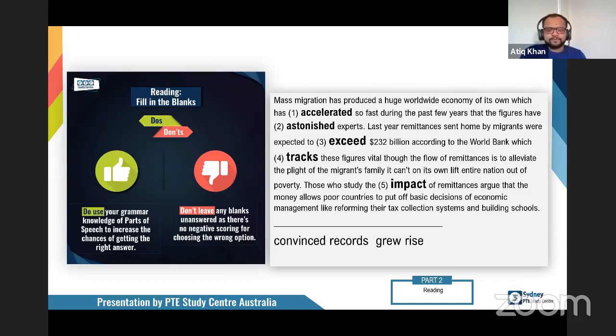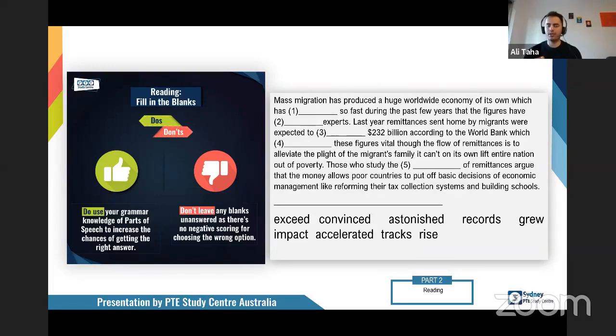What are the answers? Accelerated, astonished, exceed, tracks, impact. But what I will do, I will just go backward. The first option, from the look of things, it must be a verb. And because I have "has," it has to be a verb in the past participle, the third form. I have convinced, astonished, and accelerated. I need to choose only from those options now.